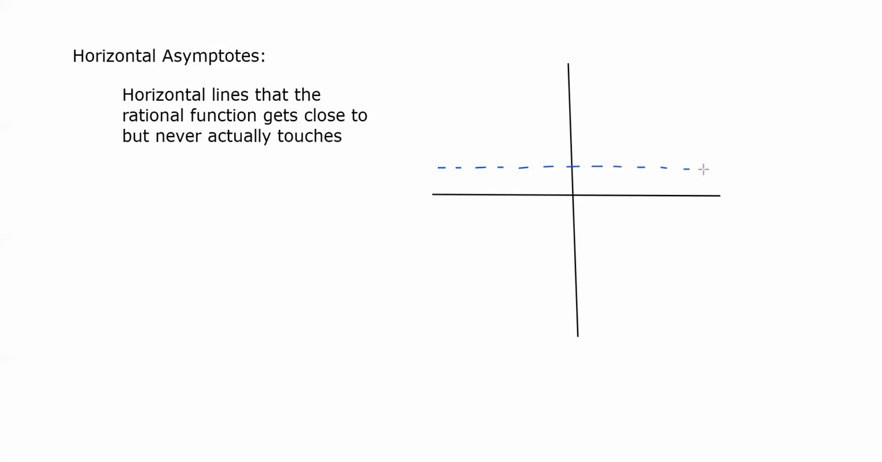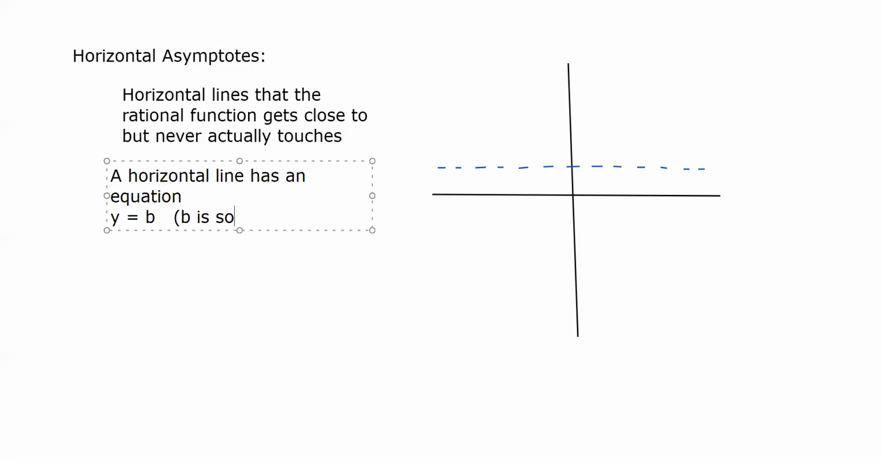So now, a horizontal asymptote. Well, let's remember a few things. First of all, a horizontal line has an equation of y equals b, where b is some number. A horizontal line is not going to be mx plus b because secretly it has a slope of 0, so the m goes to 0.